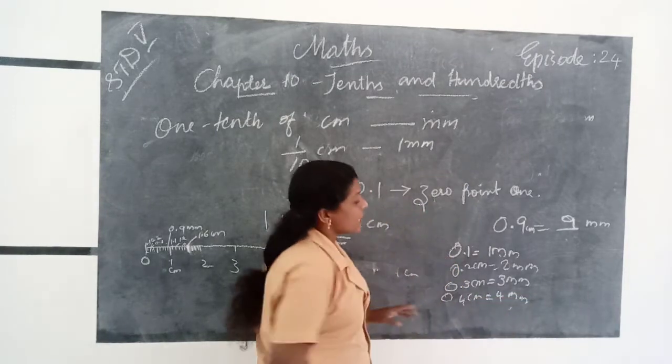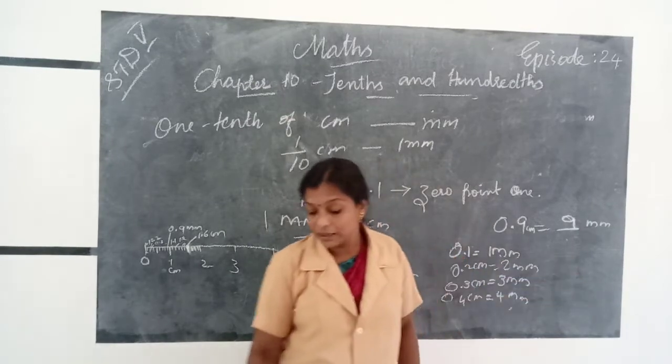4 mm. And so on. Last 0.9 cm = 9 mm. That is the answer.